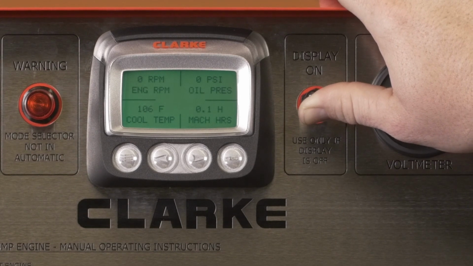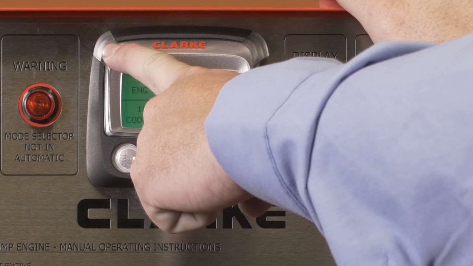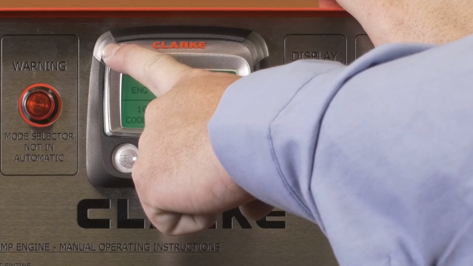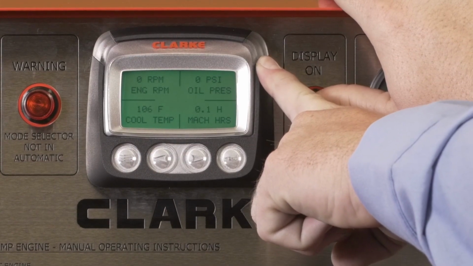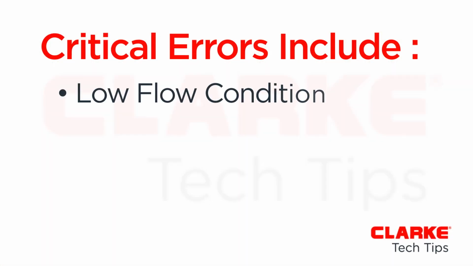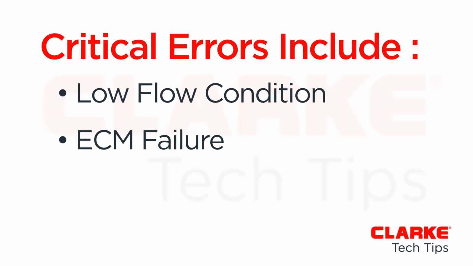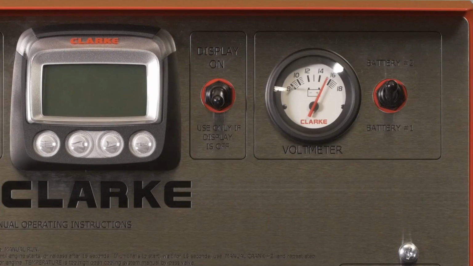Next, we have the warning lights that illuminate when the engine has an issue. An amber light on the top left will activate during a warning condition, such as a heater failure, and a red light on the top right will activate during a critical situation which may occur during a low-flow condition, an ECM failure, or other potentially damaging situations that requires maintenance. A critical light will activate when there is a problem with the engine that will cause damage.